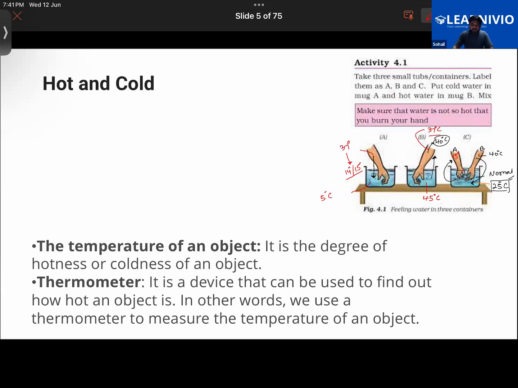Furthermore, there was this question: can we always rely upon our sense of touch to say whether a given substance is hot or cold? In most cases, just by touching you can say whether the object is hot or cold. But sometimes our sense of touch is not reliable in telling us whether an object is really hot or cold. This will become clearer while we discuss this activity.